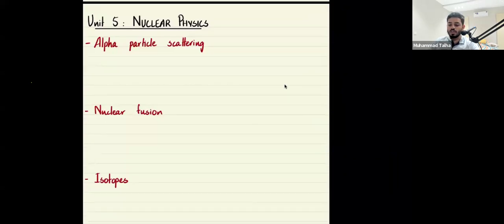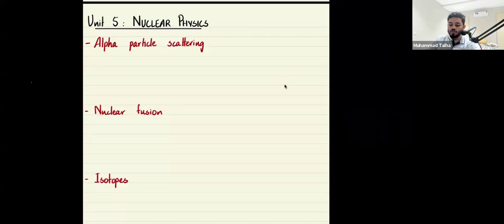Nuclear fusion. Again, I have a really, really strong feeling that nuclear fusion could come in, because nuclear fission has come in winter, and it was asked in a lot of detail. And nuclear fusion has not been asked for quite some time. So I feel that nuclear fusion could be asked in this one.